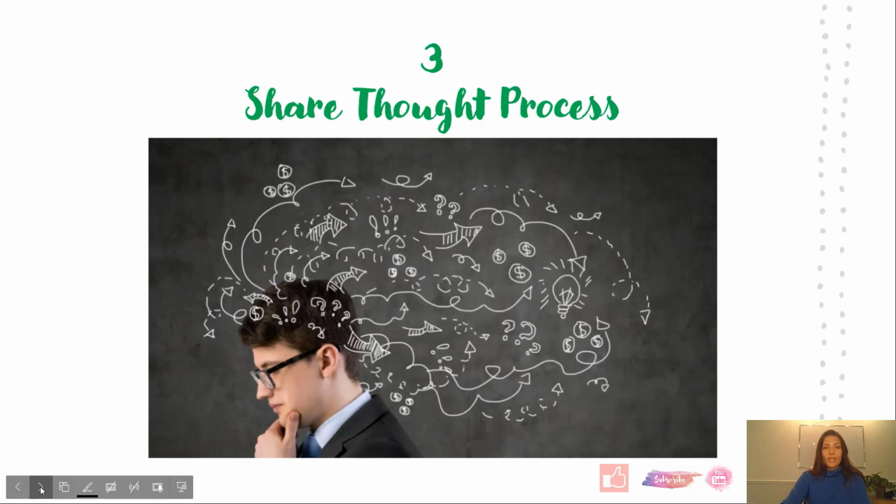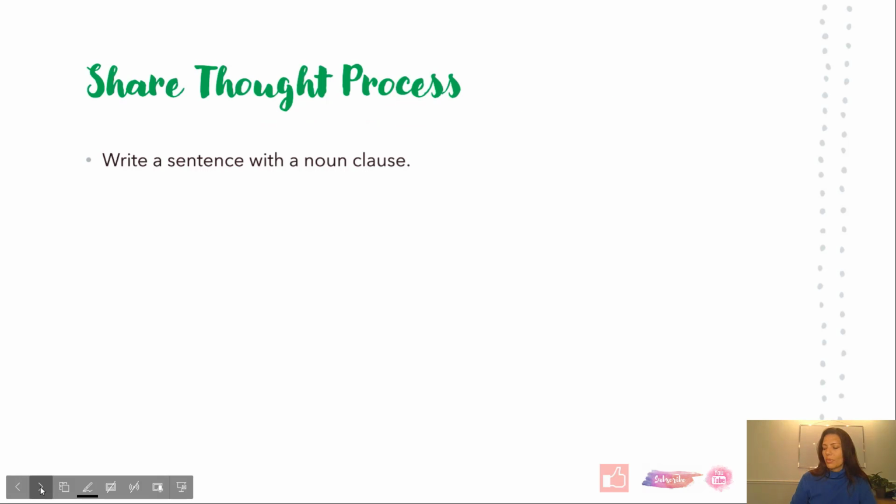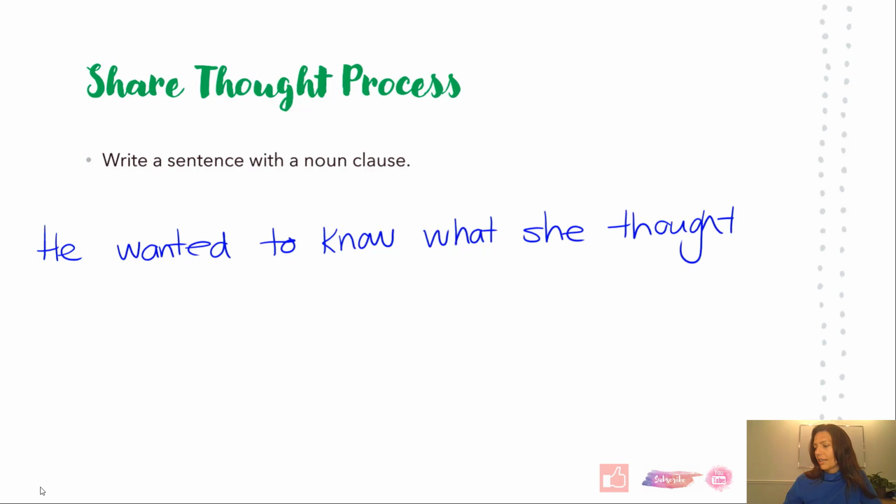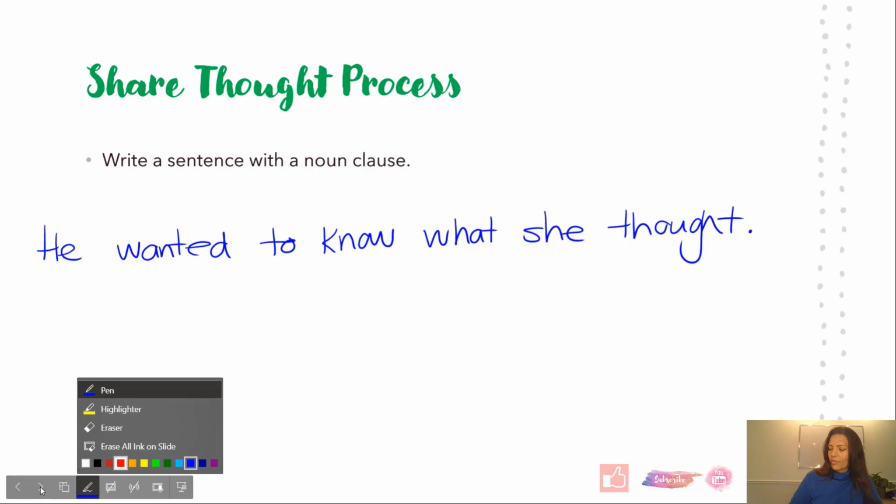The third way that you can use this is to share your thought process with your students. So let's say, for example, that I'm asking my students to write a sentence with a noun clause. So I could write a sentence like this: he wanted to know something, what she thought. All right, let's go through this sentence and see what I'm thinking about the grammar.